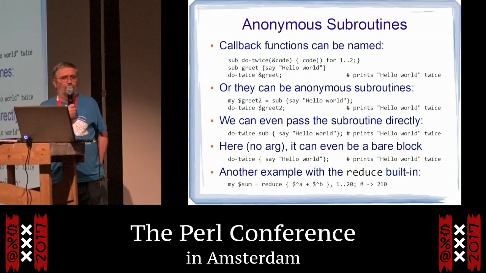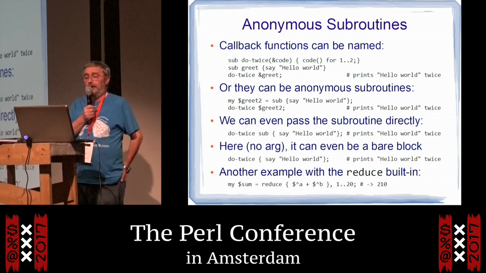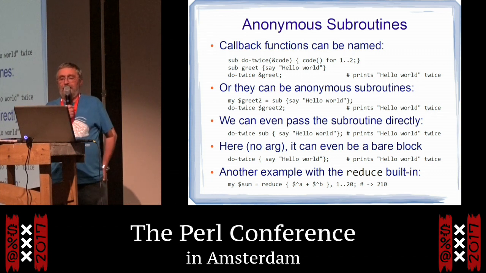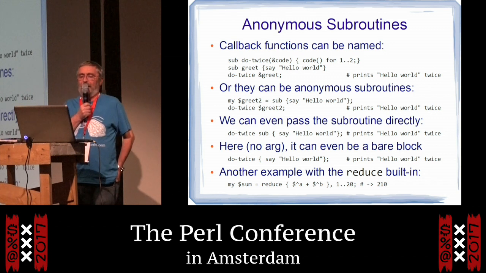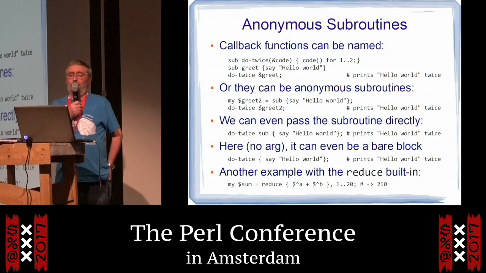Callback functions can also be anonymous subroutines. So here, instead of defining a greet subroutine, I'm just defining an anonymous subroutine, say hello world, and storing it into a variable called greet2. And then I do twice greet2, and I get the same result, it prints hello world twice.